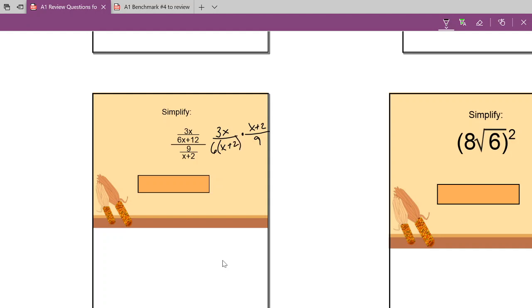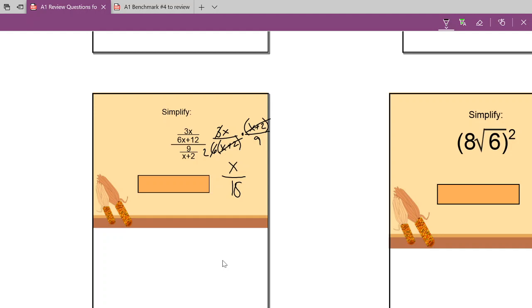Because then I can cancel out, since this is its own factor here, x plus 2 and x plus 2 are the same. I can simplify maybe this 3 and this 6. And then all I have left is x over 18. Okay, let's continue on here.